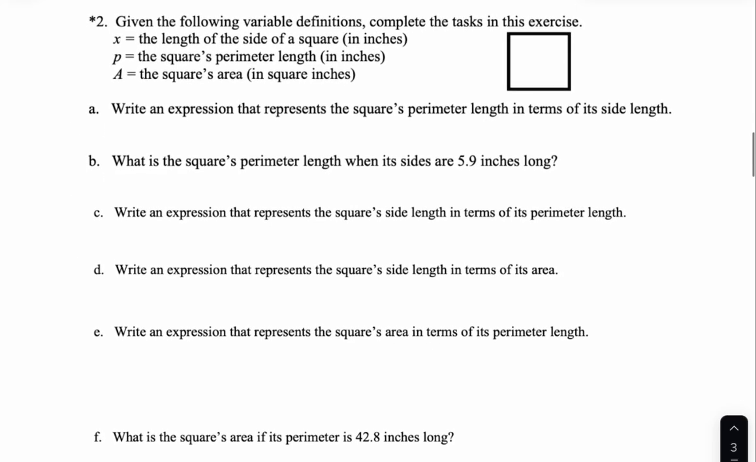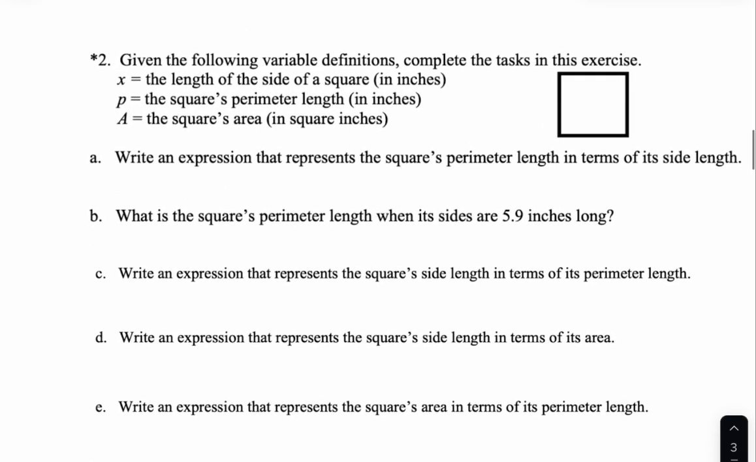So let's practice doing that very thing. In number 2, given the following variable definitions, complete the task in this exercise. X is the side of a square, so let's just put a little X here. A square has the properties that all 4 sides are the same length, and we've got right angles in those corners. P is going to be the perimeter.